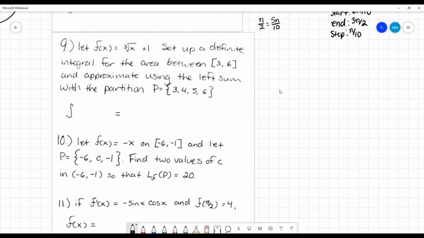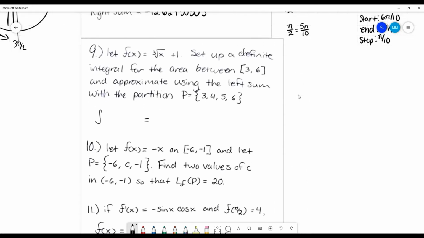So I've just got 3 questions left. This first one, they want us to set up a definite integral for this function, bound by these numbers here. So again, we put that smaller number at the bottom of our integral, higher one at the top, put our function inside, dx, and now we want to not actually solve it, but approximate using a left sum in the following partition.